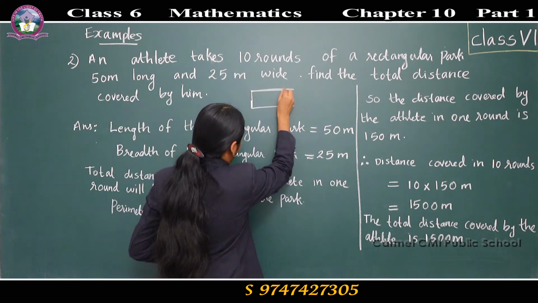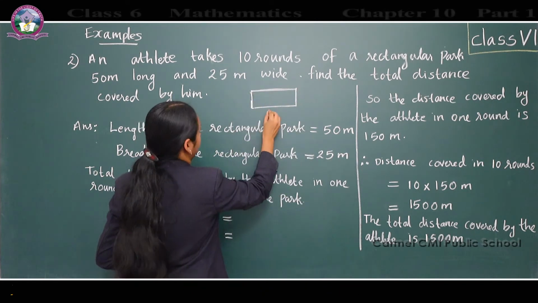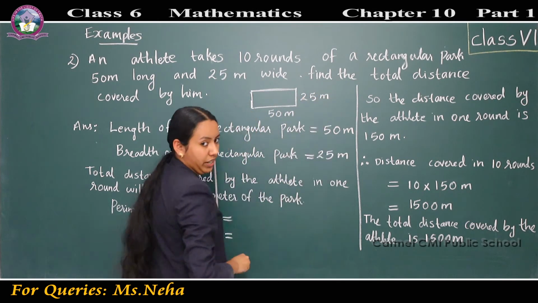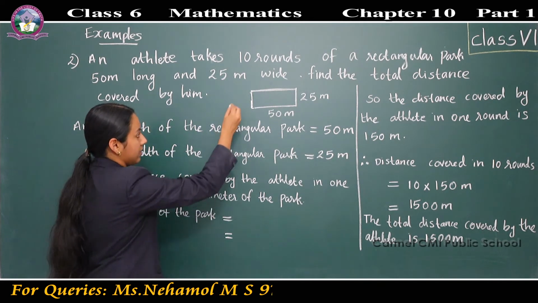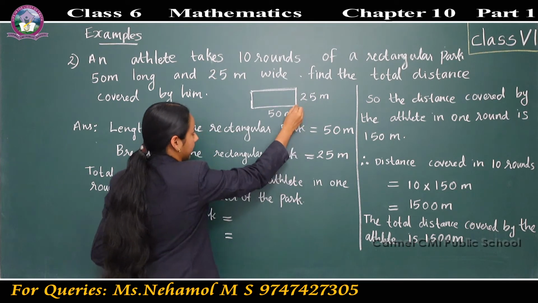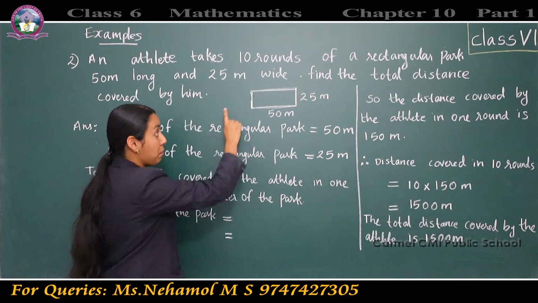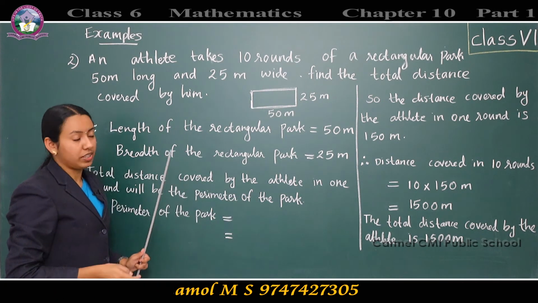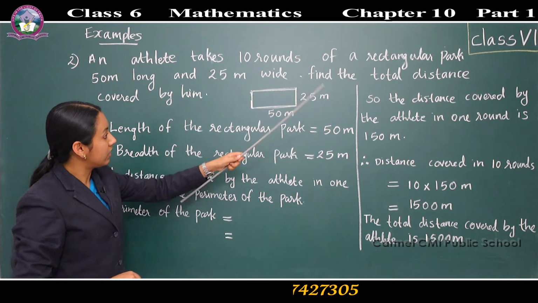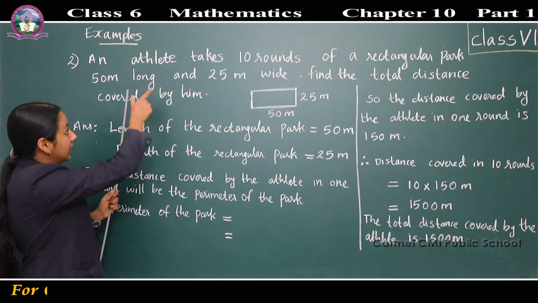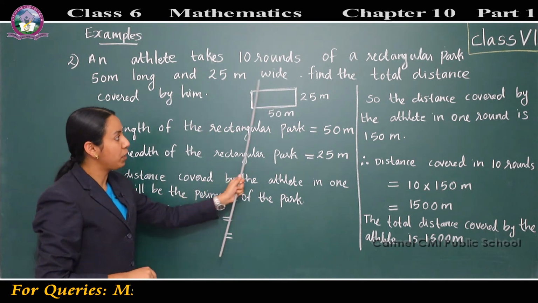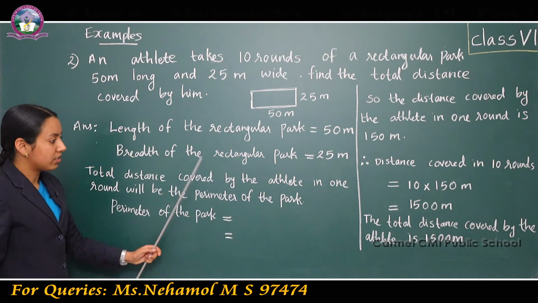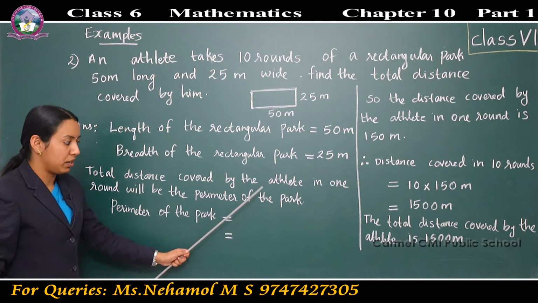Suppose this is the rectangular park, 50 meter long and 25 meter wide. The total distance covered by the athlete in one round is the perimeter of the rectangular park. So first we have to find the perimeter. The question asks for the distance covered in 10 rounds, so first we find the perimeter, then multiply by 10.